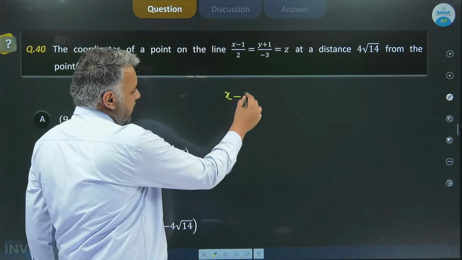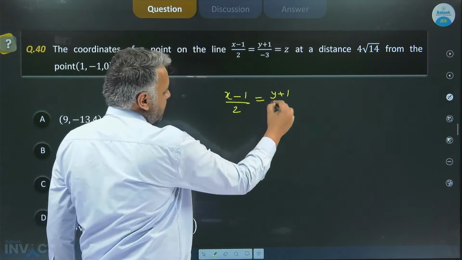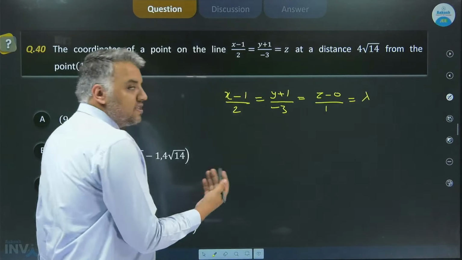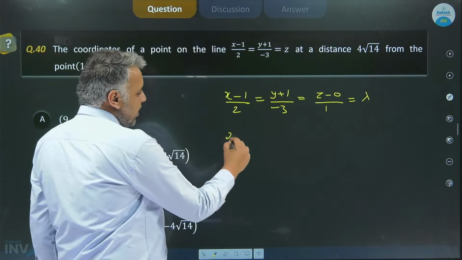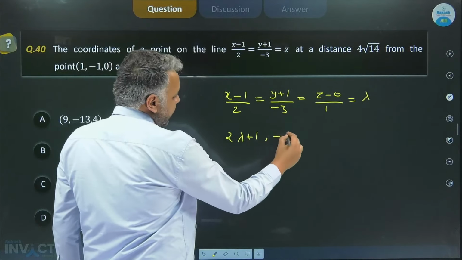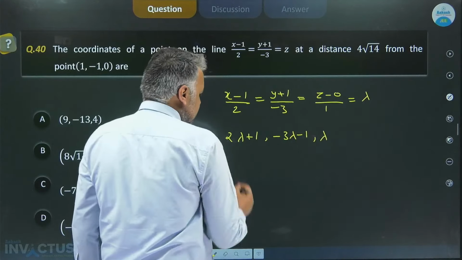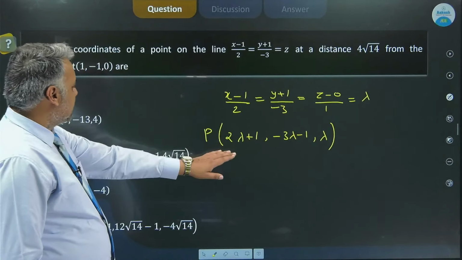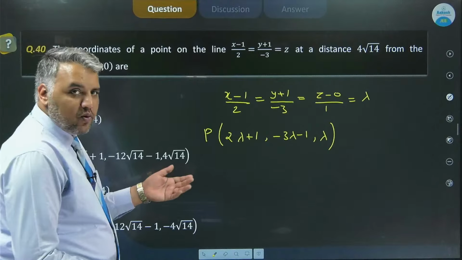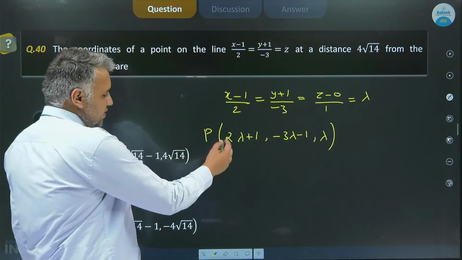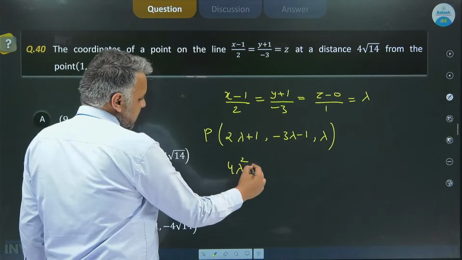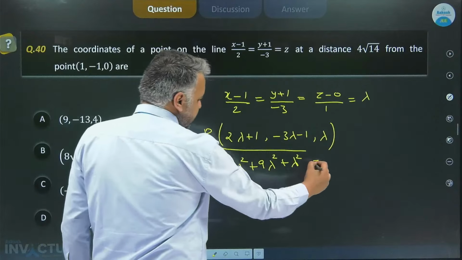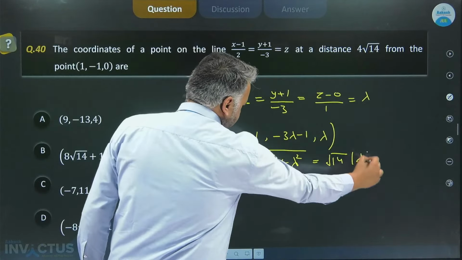So let's assume a general point on this line. So this ratio is lambda. So the general point will be (2 lambda plus 1, minus 3 lambda minus 1, lambda). So this is a general point, say P, on this line. Now the distance of this point from the given point, we can calculate in the form of lambda. So this will be the square root of 4 lambda square plus 9 lambda square plus lambda square. So this is actually root 14 mod of lambda.